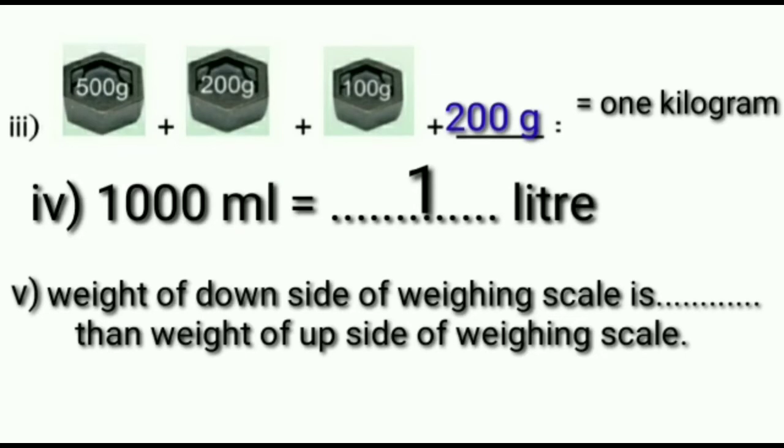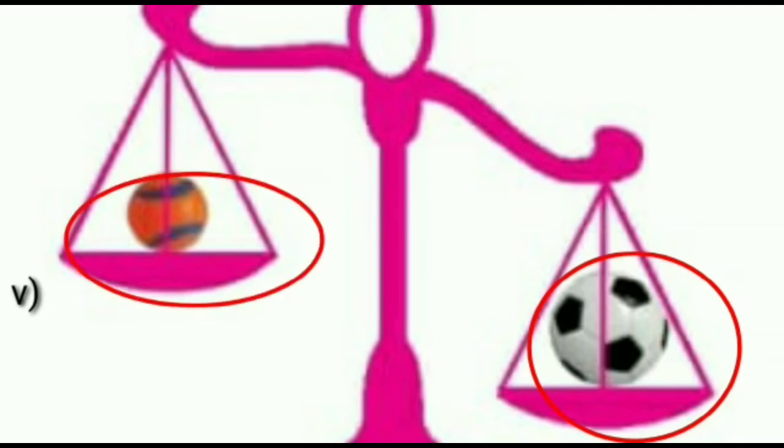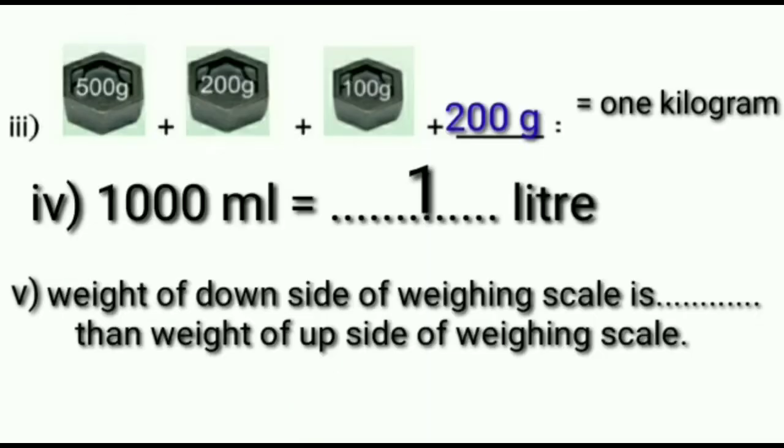Our next fill up is weight of downside of weighing scale is dash than the weight of upside of weighing scale. Dear students, the heavier side of weighing scale goes down and the lighter side of weighing scale goes upside. Means weight of downside of weighing scale is more than weight of upside of weighing scale.